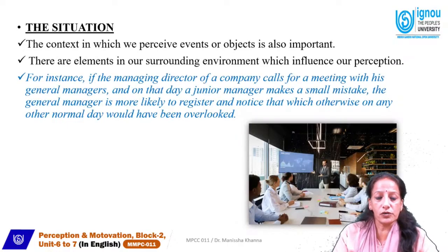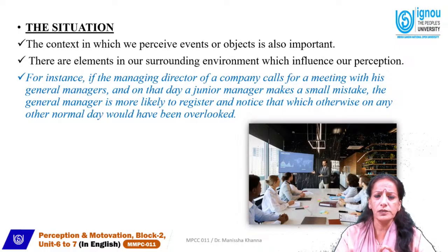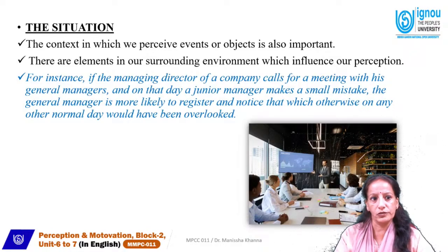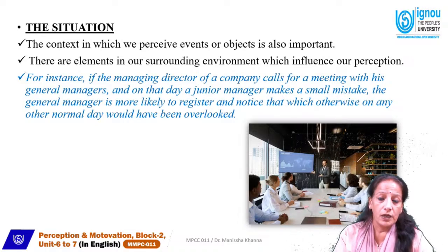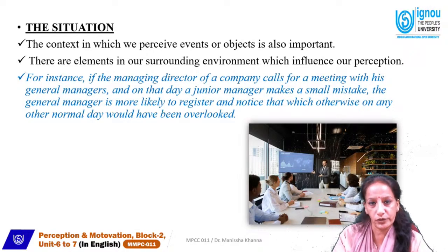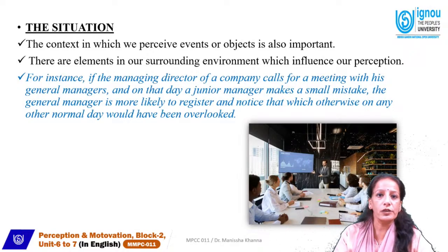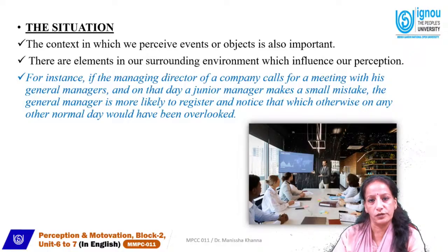The situation is the context in which we perceive events or objects. These are the elements of our surroundings, the environment, which influence our own perception. For example, if a managing director of a company calls for a meeting with his general managers and that day the junior manager makes a small mistake, the general manager is more likely to register and notice that, which otherwise on any other normal day would have been overlooked. So situation plays a very important role when we are perceiving.